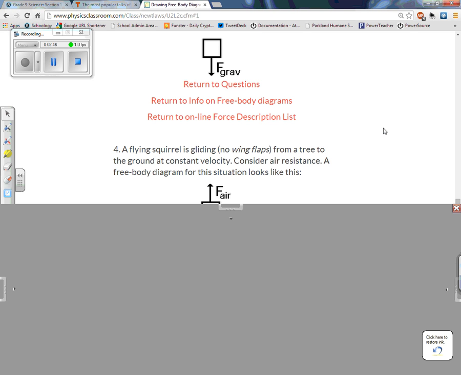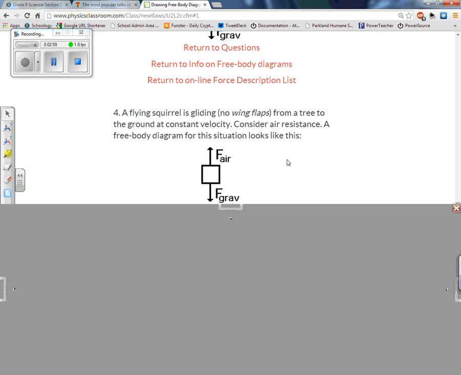A flying squirrel is gliding, no wing flaps, from a tree to the ground at constant velocity. Consider air resistance. Because it's constant velocity, the air resistance, F air or FF or whatever you want to label it, it's entirely up to you in most cases, must be equivalent. So if I were to give you a question like that on a test, what would be the one thing I'd be looking for? The arrows would be what? The same, right? It has to be exactly the same. Well, within reason. I'm not going to get a ruler out, right? But if you've got it by more than 3 millimeters difference, I'm going to notice, right?